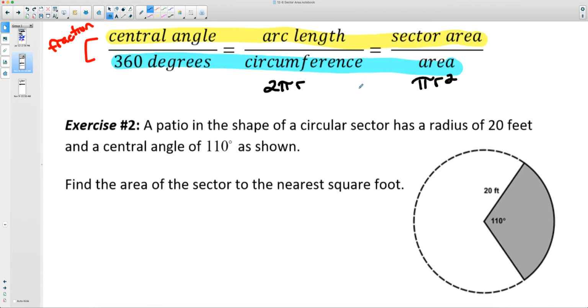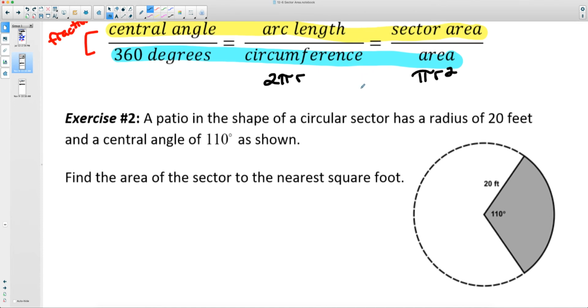So we have a patio in the shape of a circular sector, has a radius of 20 and a central angle of 110. Find the area of the sector. So we are looking for the area of the sector, and that means that we are going to use, so I'm going to bring this down.